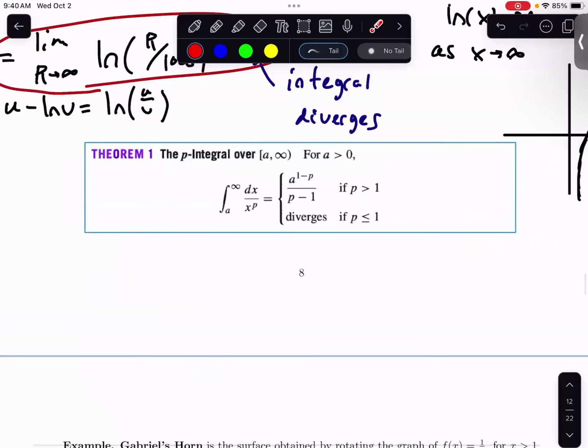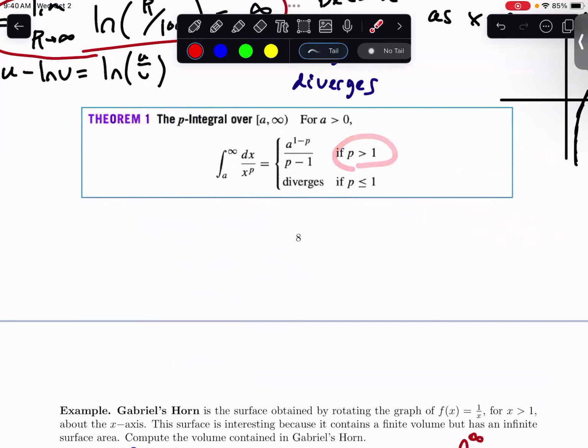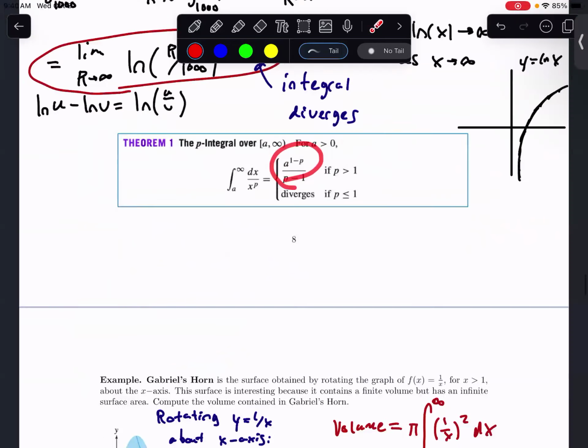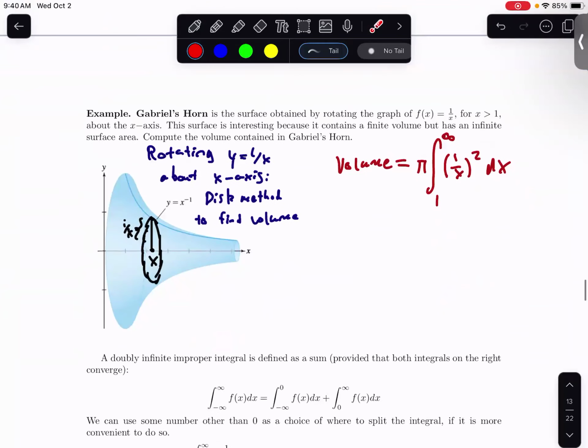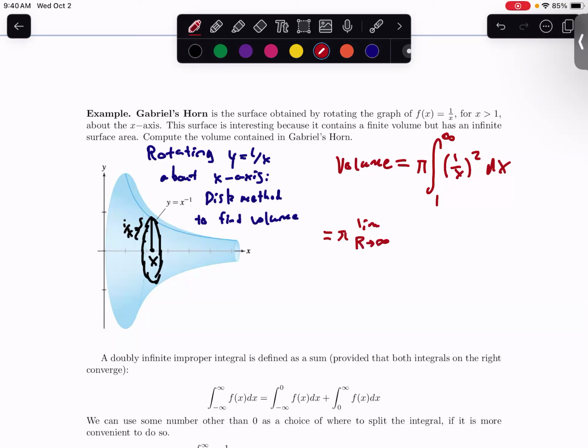We have 2 is greater than 1, so we already know this is going to end up converging, and it'll converge to the following value. We're going to go through the computation nonetheless. So we're going to rewrite this as being equal to pi times the limit as r goes to infinity of the integral from 1 to r, and I'm going to write 1 over x squared as just x to the minus 2, dx.